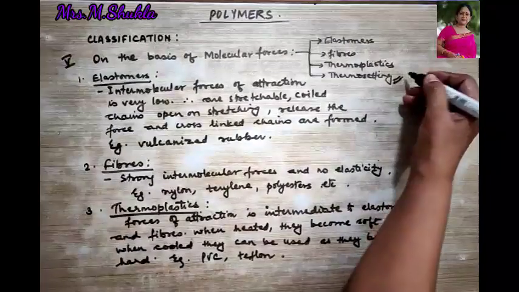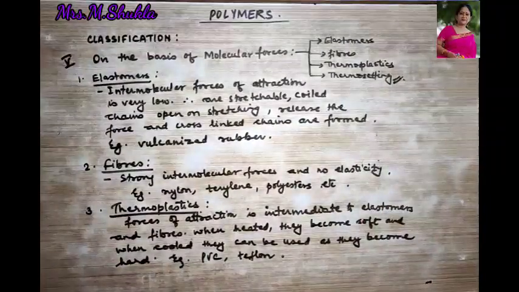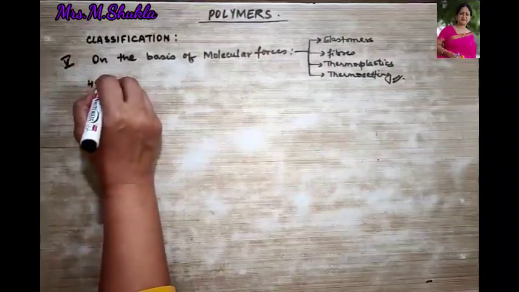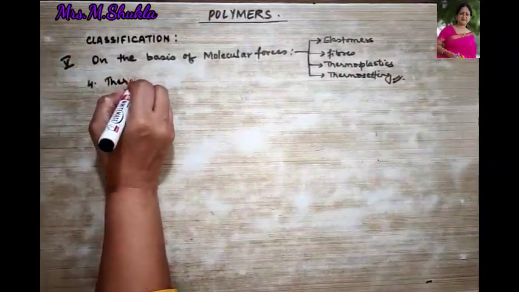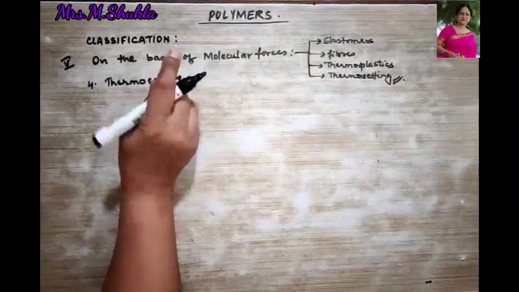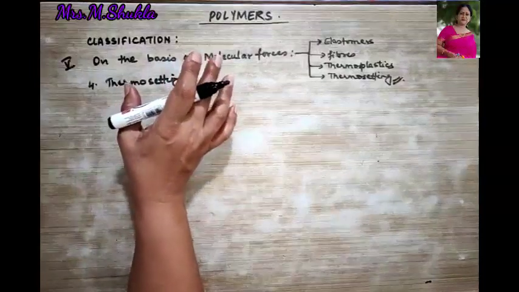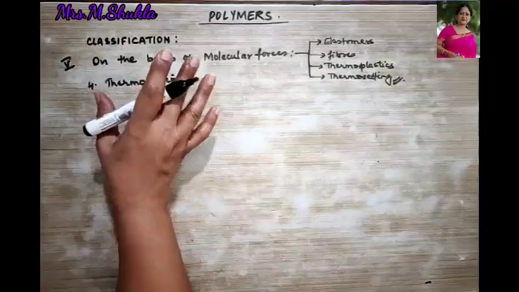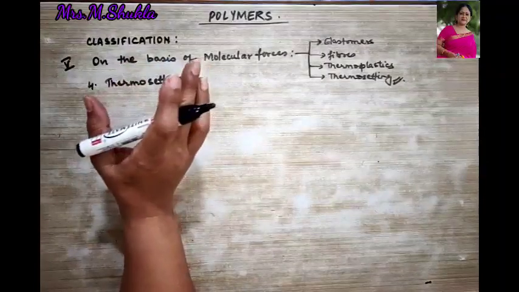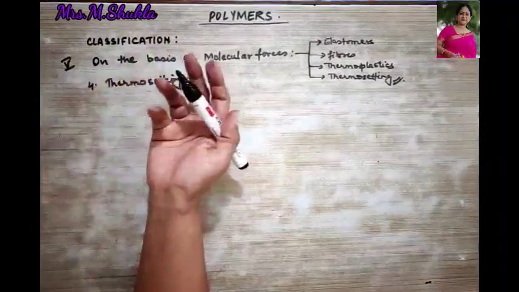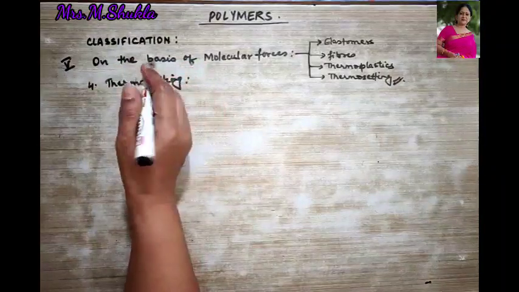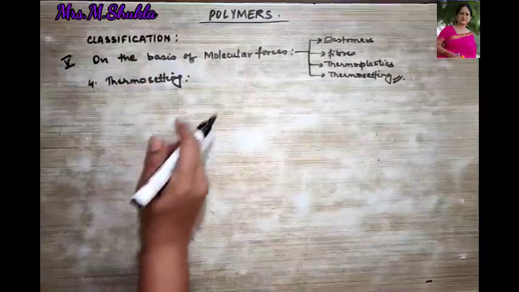And we come to the last type, that is thermosetting. The fourth kind, thermosetting. Over here, the force of attraction is strong. They show a close network structure, right? So when they are heated, they cannot be molded to another form. They cannot be reused. Fine. So they are termed as thermosetting.